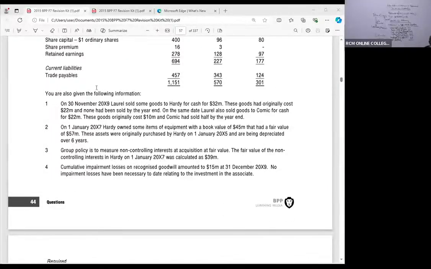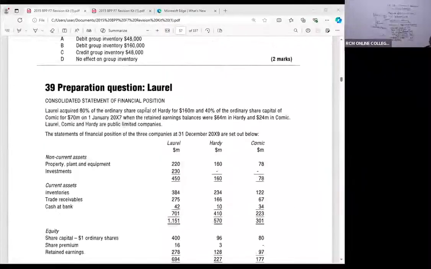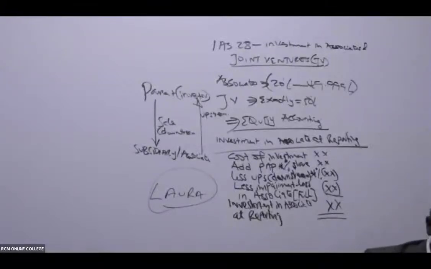All right. So you're also given the following information. On 30th November 20X9, Laurel sold goods, and so on. So, ladies and gentlemen, the first thing that we need to do in this kind of a question is to draw the group structure. So we have Laurel, Hadi, and Comic here.